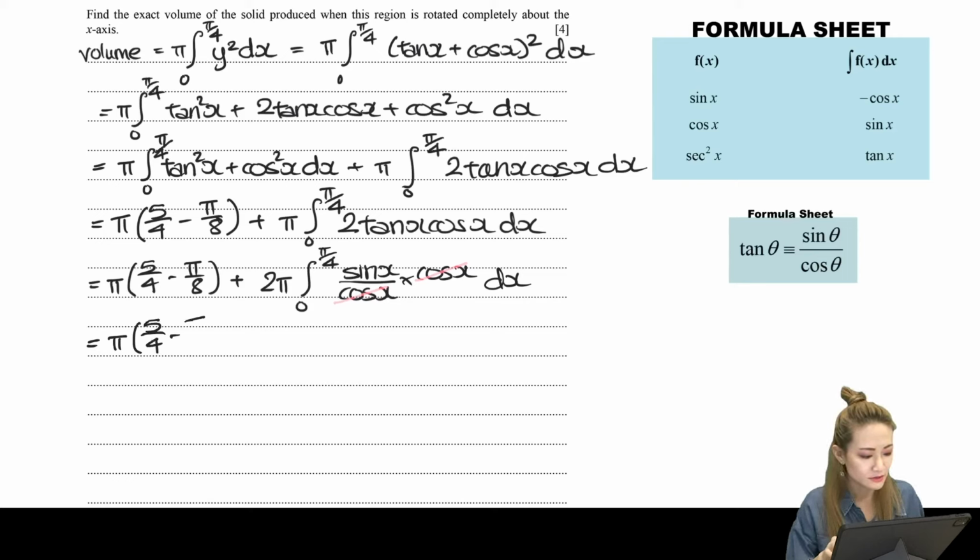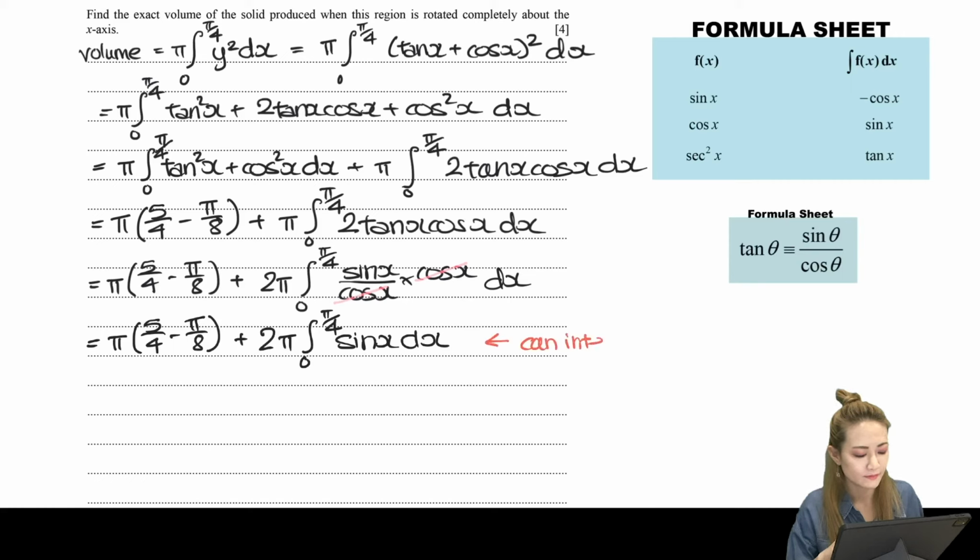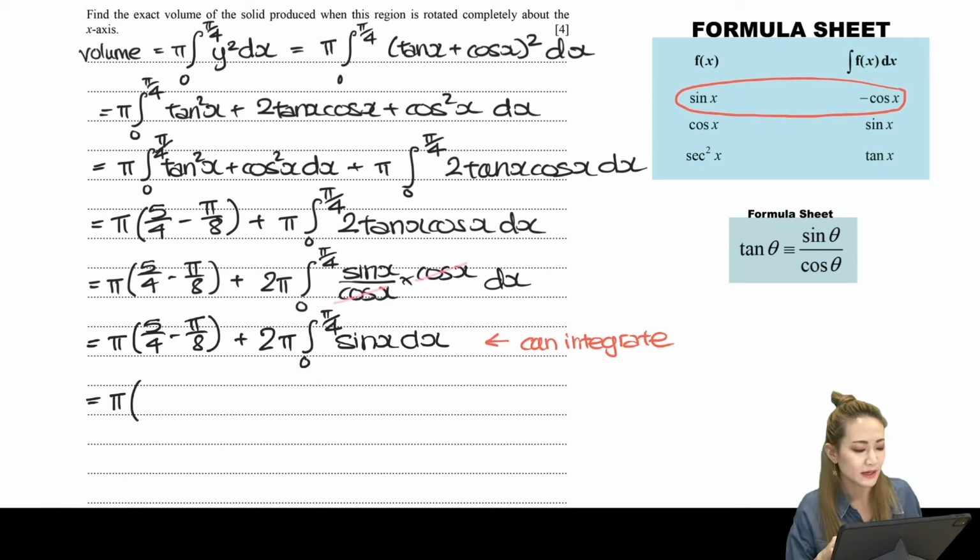So that equals the integration of sine x only, and the integration of sine x is minus cos x. So we have pi multiplied by 5 over 4 minus pi over 8, plus 2 pi multiplied by minus cos x from 0 to pi over 4.